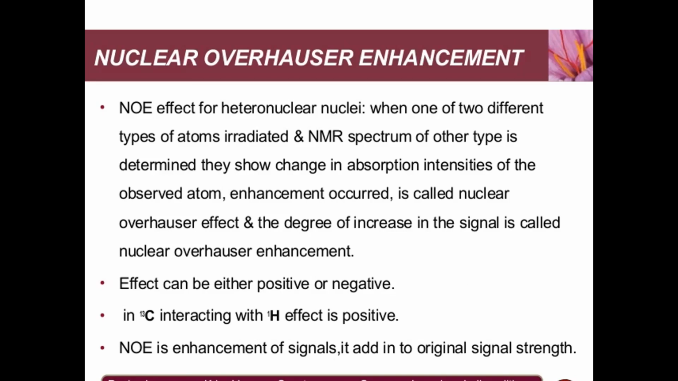In the case of a heteronucleus, the intensity increases by 3. In the case of a homonucleus, the intensity increases by 0.5. So in the NOE method, double irradiation of one proton enhances the intensity of the neighboring proton.